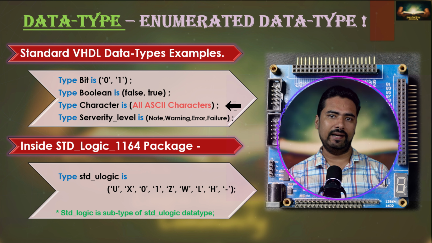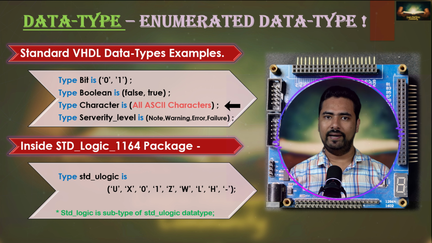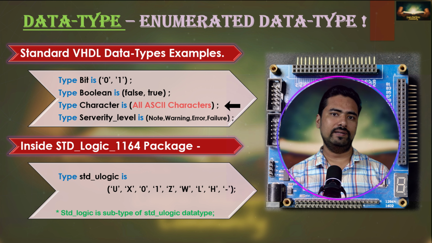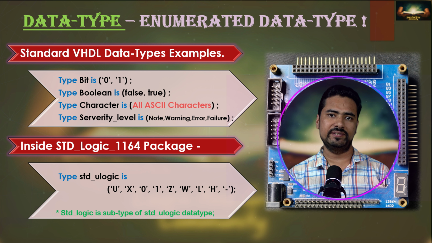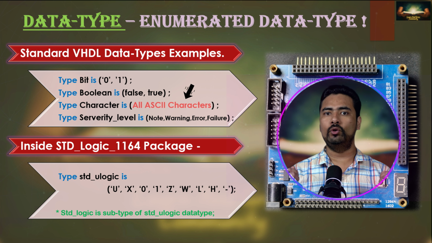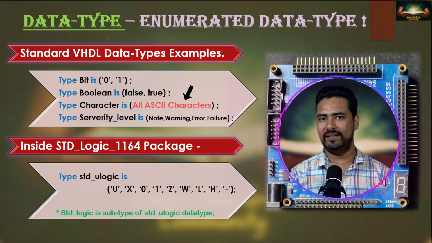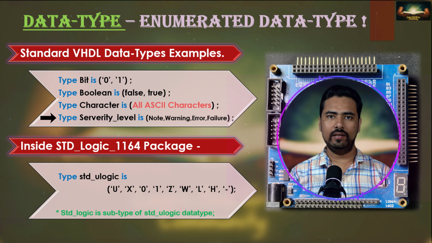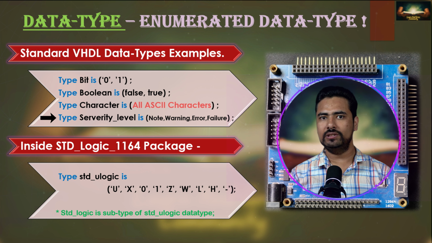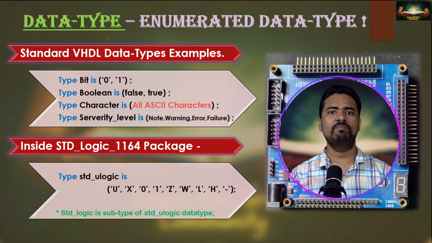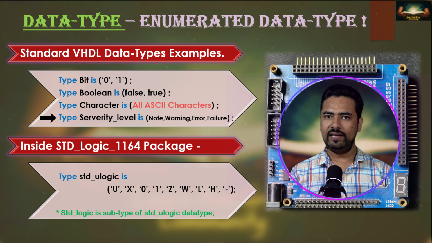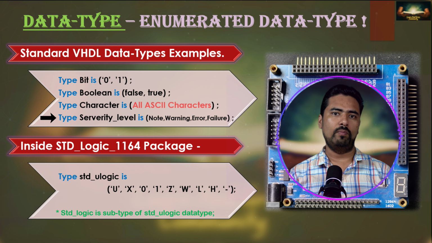Next data type is character. So write type character is then all the ASCII characters inside this, semicolon. I didn't mention individual values or iterations here because ASCII has 255 characters. But if you are defining this data type, then you need to copy all the ASCII characters in this area. Another is severity level, which is generally used for the test functions to specify some warnings or note or error or failure kind of stuff. So write type severity level is then note, comma warning, comma error, comma failure, semicolon.